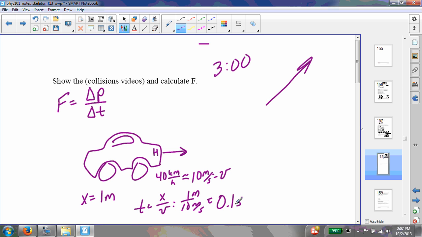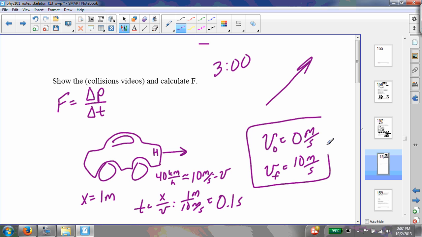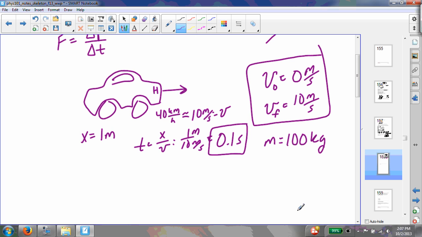So that's the time. And then you also see that the person, who has an initial velocity equal to 0 meters per second, has a final velocity that's approximately equal to that of the car. So its final velocity goes up to about 10 meters per second. So that's going to give us our delta V. This will give us our delta T. And then we can estimate the mass of the person. Let's say this is a big person, just to make the numbers easy, and we'll say it's about 100 kilograms. Likely more around 70 kilograms, but just to make the numbers easy, let's say 100 kilograms.